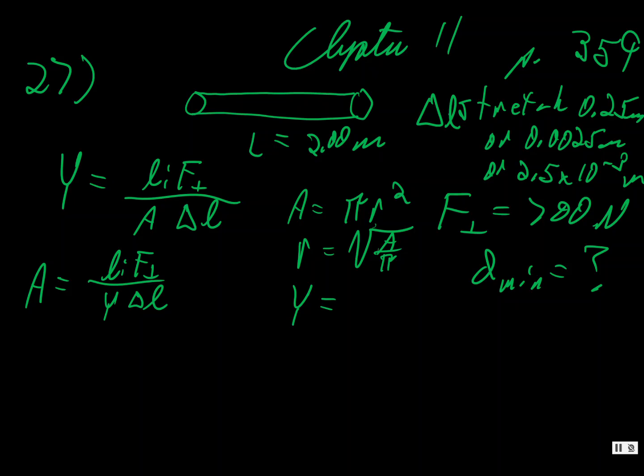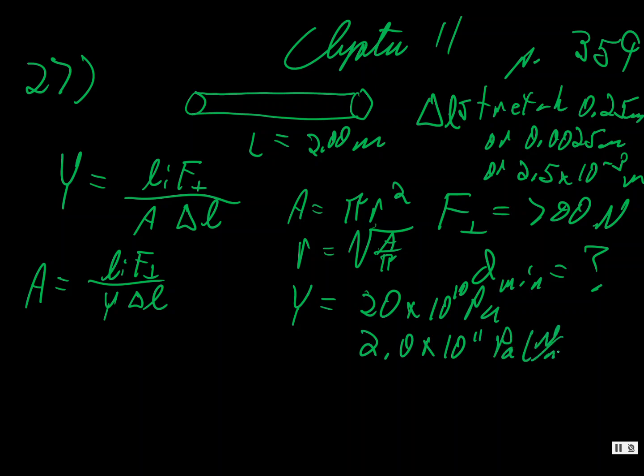Okay, I want to make sure I'm looking at this right. Yeah, there it is. Steel, and I wish they wouldn't write it this way, is 20 times 10 to the 10th. I don't like to write it that way, y'all. I don't know why. And that's Pa. This is how I'm going to write it: 2.0 times 10 to the 11th Pa. And Pa is newtons per meter squared. You better not forget that.